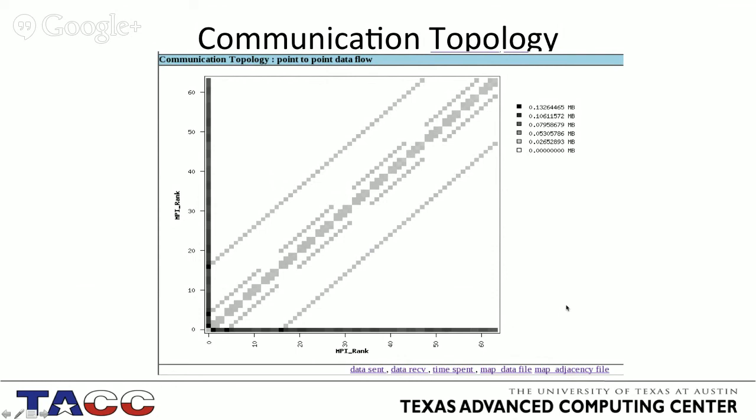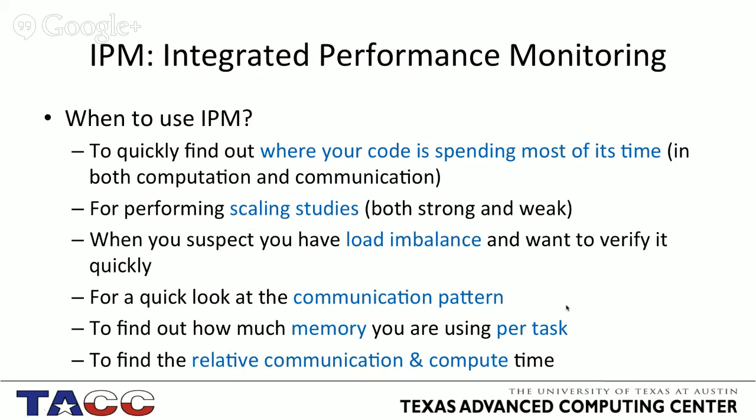So that's pretty much all the information you can get from IPM, and you can see that it's a lot. I mean, you can really get a lot of information by just exporting 2 environment variables and running. I find it really useful to find things like workload imbalance, and when I'm doing a scalability test and I just want to look at the percentage spent in MPI.